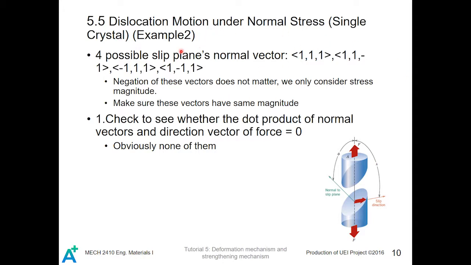Again, there are 4 possible slip planes in FCC structure. As you may remember, there are 4 triangular shaped planes, and for their normal vectors, again, we use Cartesian coordinates here as it is cubic and it can be directly converted. And because there are 4 planes, there are 4 normal vectors.